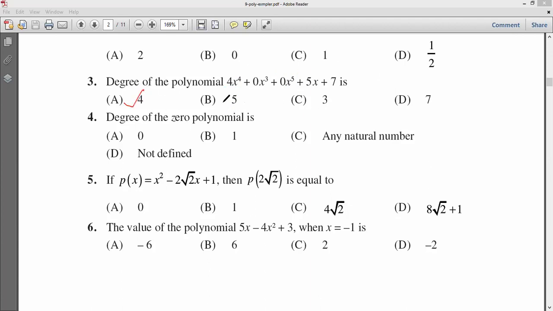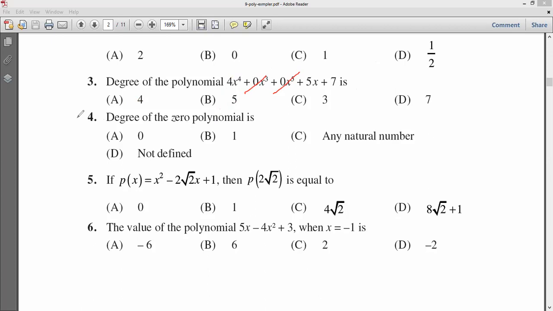Degree is 4. Okay, don't say 5, because this 0 has no meaning. So actually, how many terms are there in this polynomial? Tell me. 3. Only 3 terms. ये तो जबरदस्ती लिख दिया है to create a confusion. Actually, it has 3 terms only.